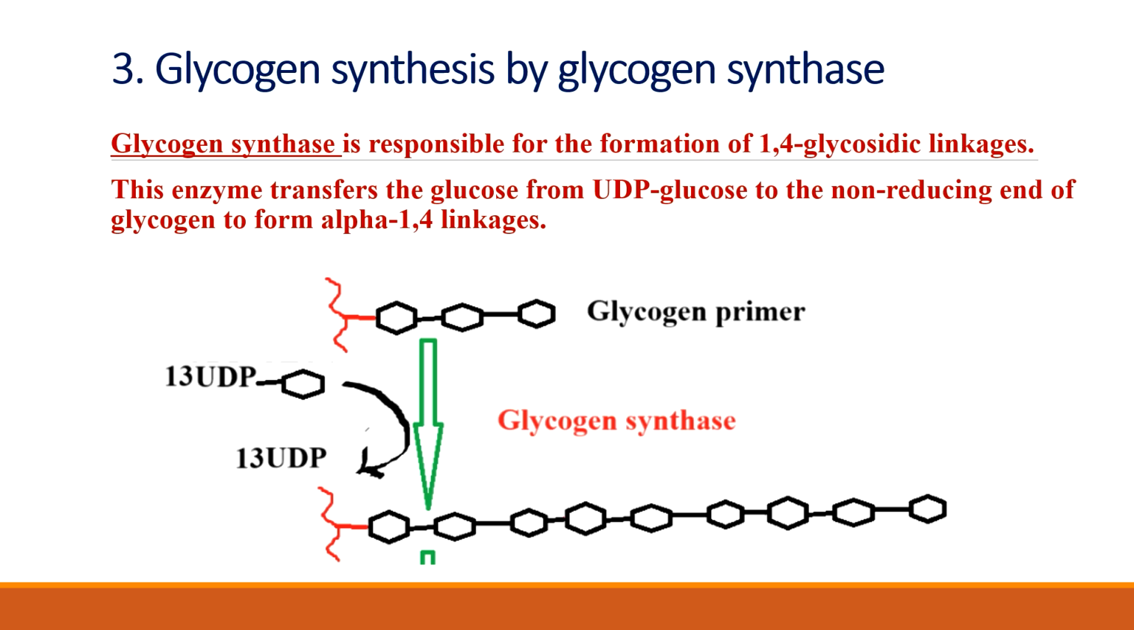The third step is glycogen synthesis by glycogen synthase. Glycogen synthase is primarily responsible for the formation of the alpha 1,4 glycosidic bonds between the glucose molecules. We all know that UDP glucose will be contributing the glucose molecules, and with time the glycogen synthase keeps on adding these molecules, and you see that alpha 1,4 linkages are formed by glycogen synthase between the glucose molecules.